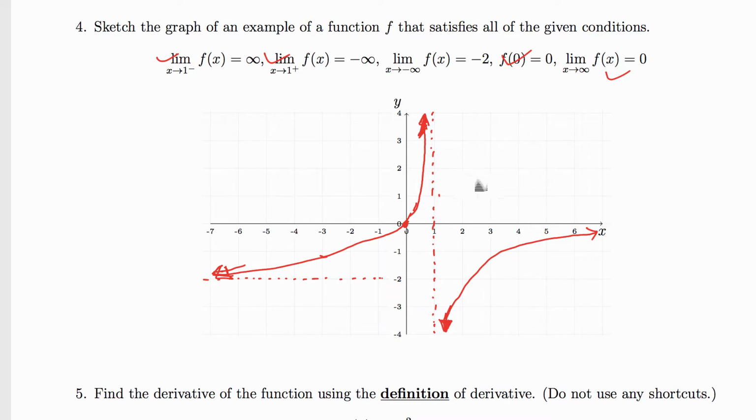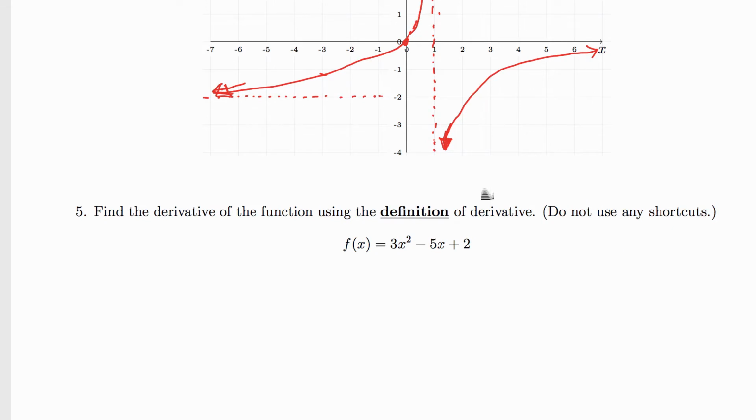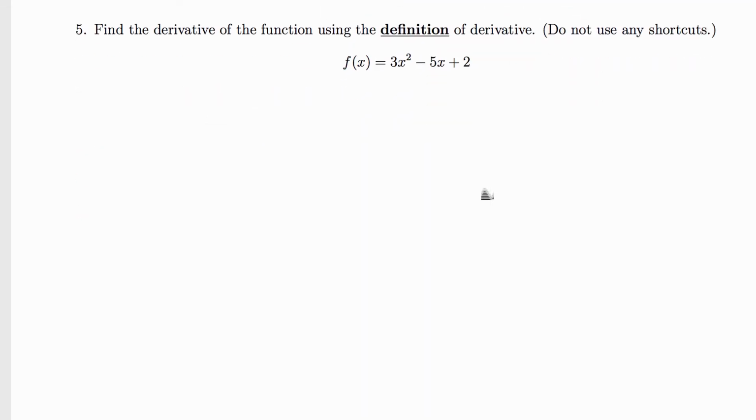That's number 4. Let's move to this last question on this page. Here we need to find the derivative of this function using the definition. Okay, definition means the derivative is given by the following: the limit of f(x plus h) minus f(x) over h as h goes to 0. That is, let's do some work on the side.